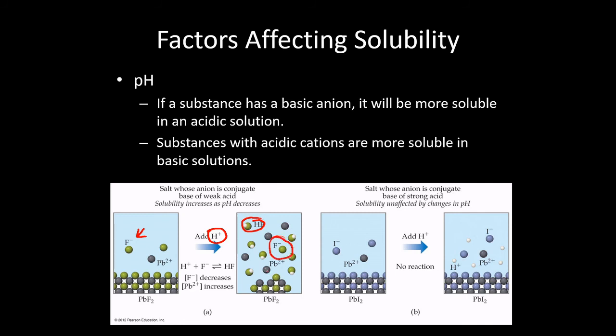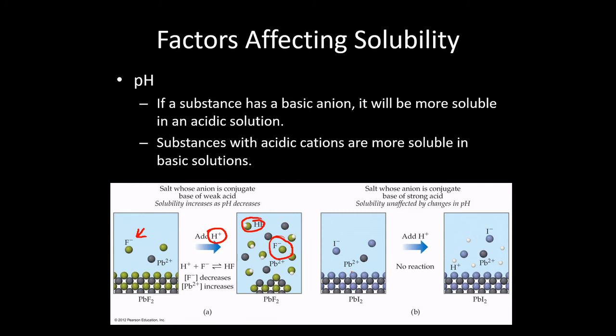Again, it's Le Chatelier's principle. You effectively took away the reactants, forced them to not be available for the equilibrium anymore, and so the solid begins to dissolve more to try to get those back to where they were before. And so having that basic anion caused it to be more soluble when you put in that acid, which essentially reacted with that basic anion.